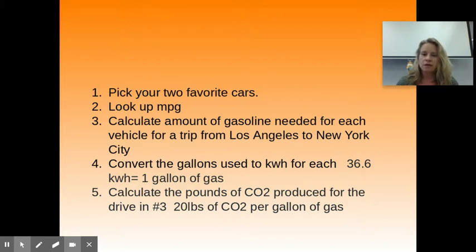And then convert the gallons used to kilowatt hours. I gave you the conversion: 36.6 kilowatt hours is equal to 1 gallon of gas. Okay. And then calculate the pounds of CO2 produced for the drive in number 3. So how much CO2 are you going to use when you're driving to New York? And then just put this calculation in your own notes, and that'll be good. All right, and that is it for Module 5.